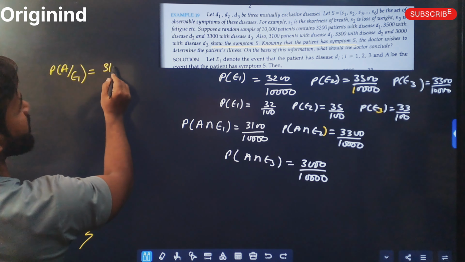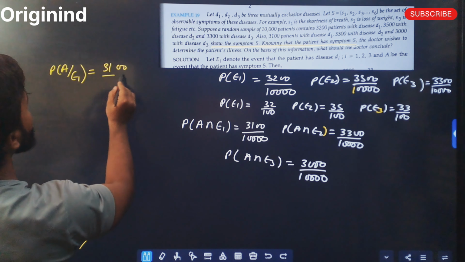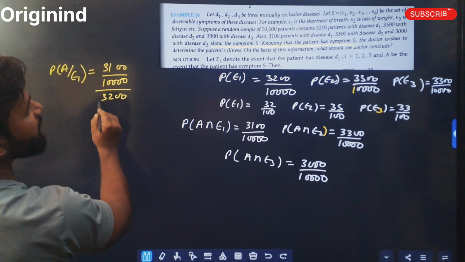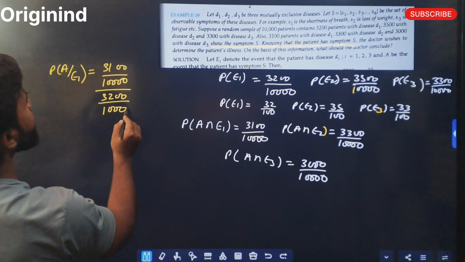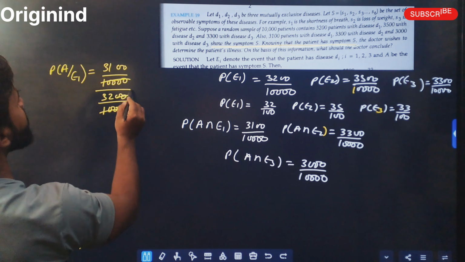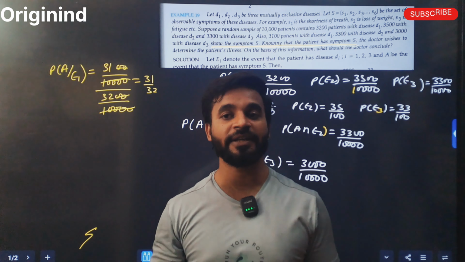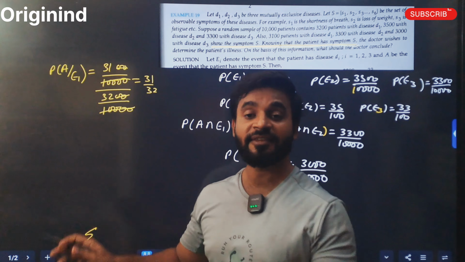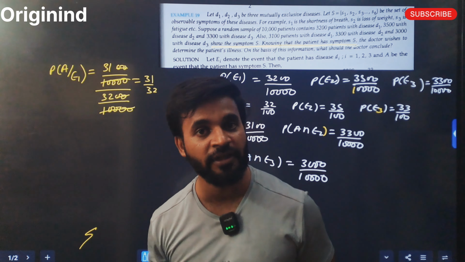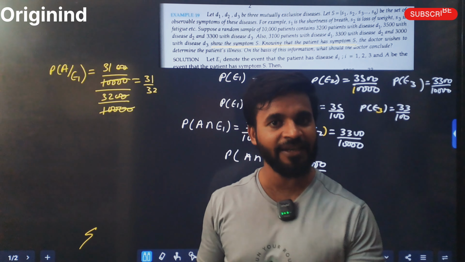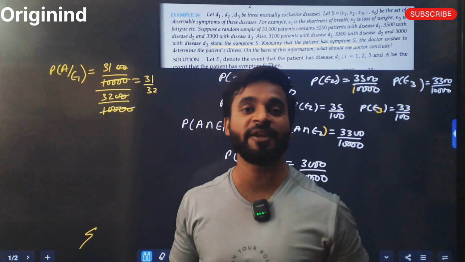So 3100 divided by 10,000, divided by 3200 divided by 10,000. The 10,000 cancels, the 100 cancels, giving 31 by 32. Is it clear? Now P of A by E1, because the symptoms are there, we find the probability using the law of total probability: how many have symptoms, 3200 upon 10,000, of which 3100 have the actual disease. Is it clear? Now I know it is clear. Very important question.